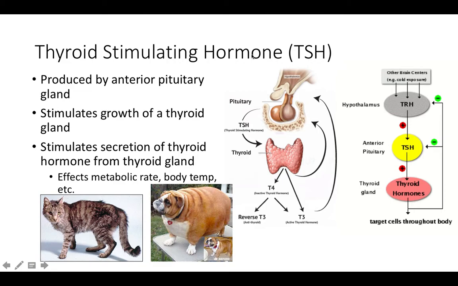So, thyroid stimulating hormone again comes from the anterior pituitary gland and targets the thyroid. As a result, the thyroid produces thyroid hormone, which affects metabolism. Okay? So don't get confused here. I want you to be able to distinguish between thyroid stimulating hormone, which stimulates the thyroid gland, and thyroid hormone itself, which comes from the thyroid gland and affects metabolic rate.